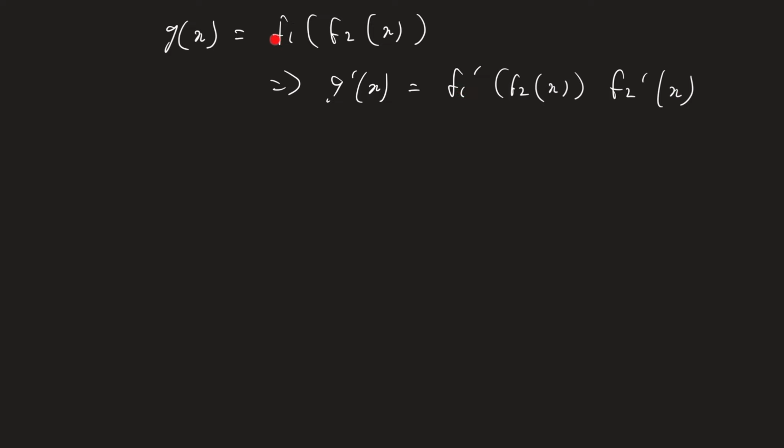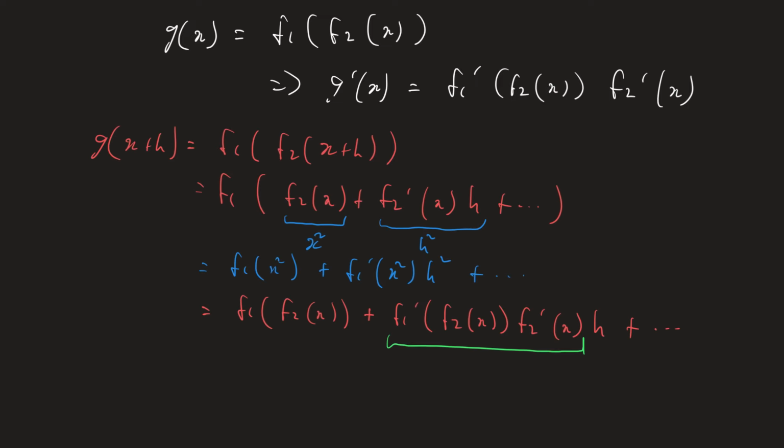We differentiate the first function f1 and we evaluate it at f2 of x, and then we multiply the result here by the derivative of the inner function f2 evaluated at x. To see this, we evaluate g at x plus h in a first order Taylor series, substitute x plus h into the expression here, so we get f1 of f2 of x plus h. We keep f1 for the moment, we expand f2 in a first order Taylor series, so we get f2 of x plus the derivative of f2 at x times h plus higher order terms.